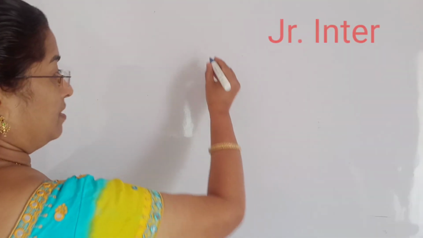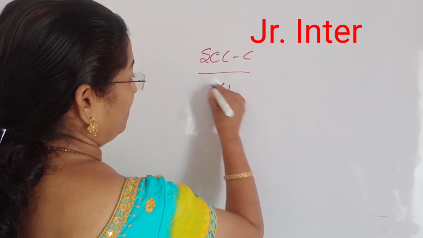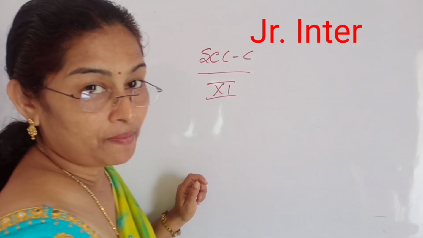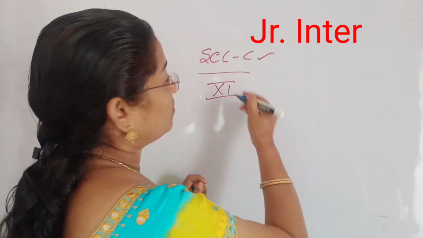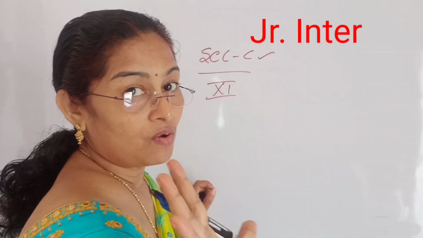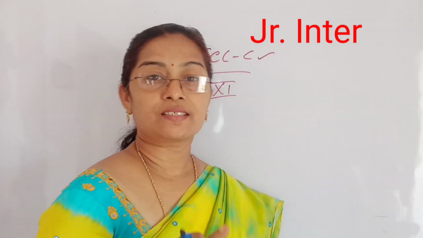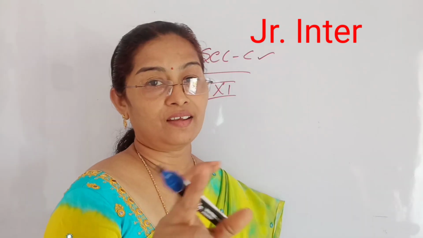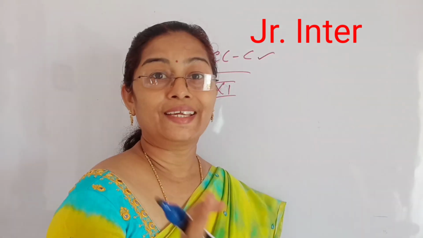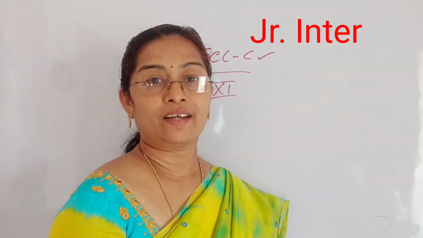Today we are going to discuss section C, question number 11. In our question paper, section C, question number 11, we have 5 topics, right? One is voice, second one direct and indirect speech, third one degrees of comparison, fourth one clauses and fifth one question tags.